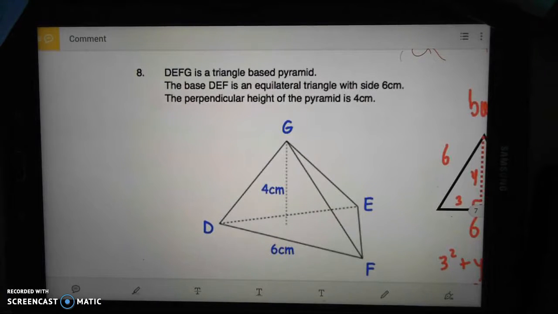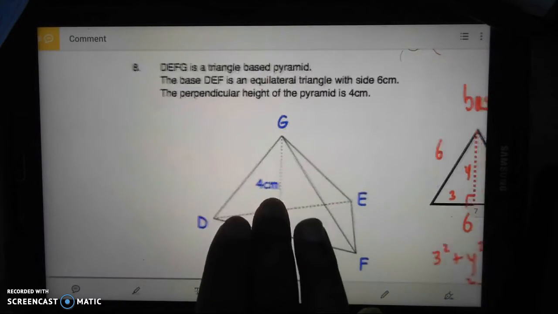So the first thing we have to do is work out the area of a triangle. Remember, the area of a triangle is the base, which is 6, times the height, and then divide by 2. Well, this time the problem is they haven't given us the height. So we can't work out the area of the triangle straight away. We have to do something else to it first.